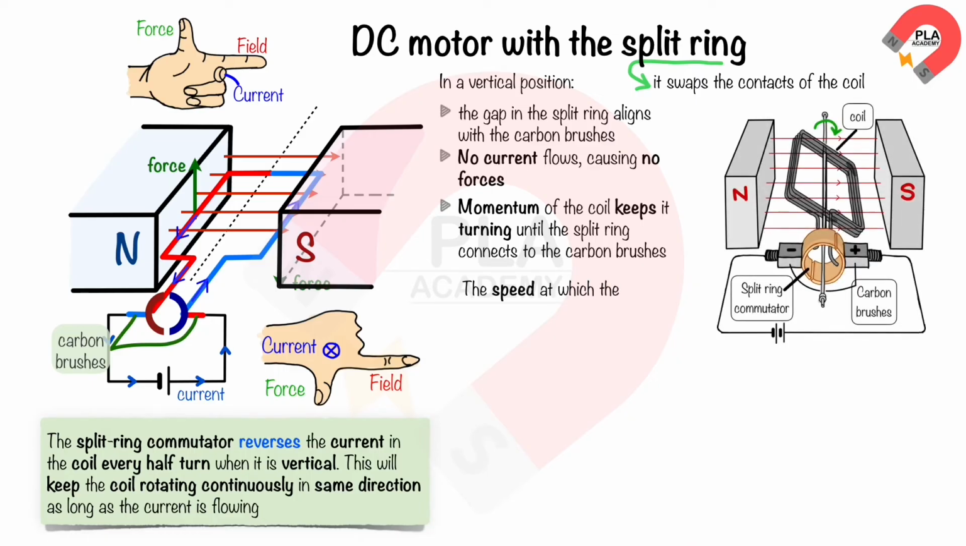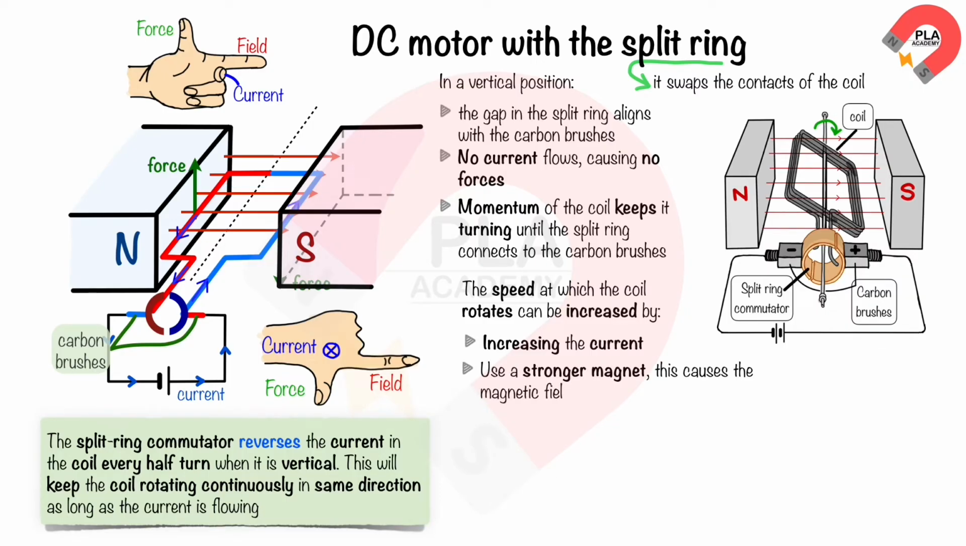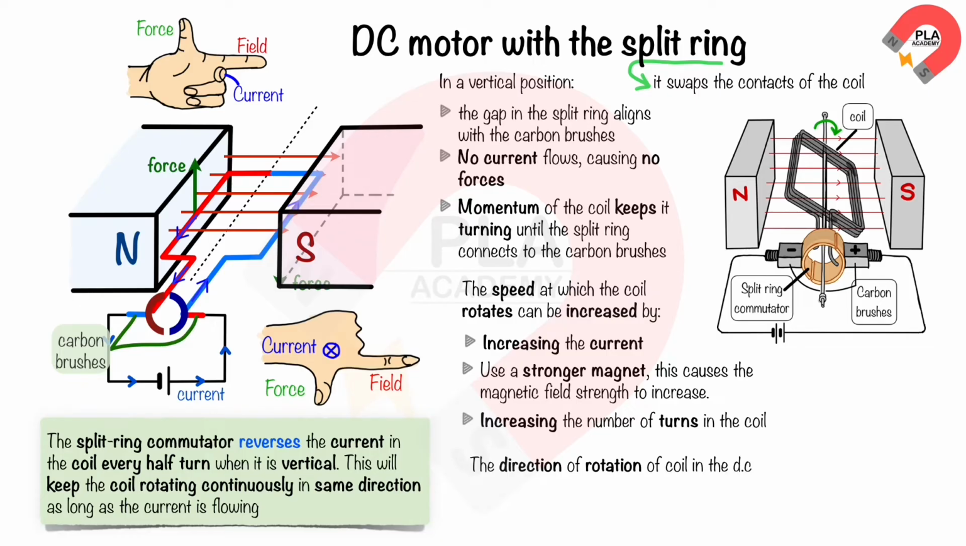The speed at which the coil rotates can be increased by increasing the current, using a stronger magnet, which causes the magnetic field strength to increase, or increasing the number of turns in the coil. The direction of rotation of the coil in the DC motor can be changed by reversing the direction of the current, or reversing the direction of the magnetic field by reversing the poles of the magnet.